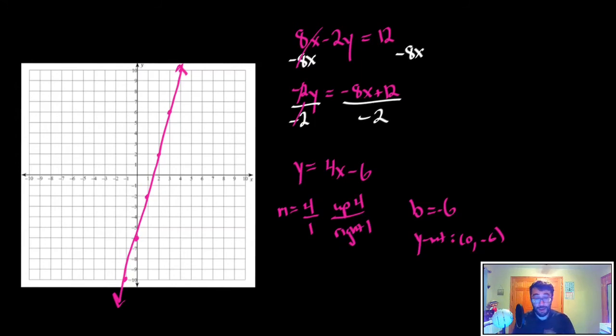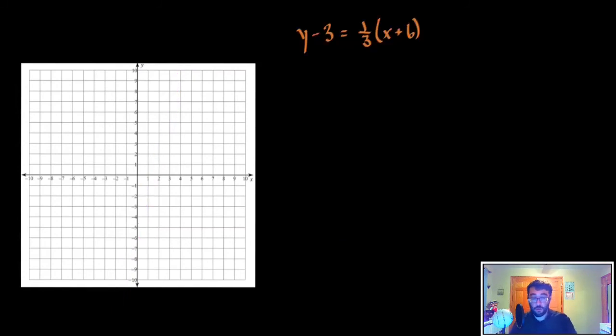It can be really in any form. Let's go ahead and take a look at an example where it's actually already in point-slope form and we can get it in slope-intercept form. All right, so this is an equation in point-slope form. We have y minus 3 is equal to 1/3 times the quantity of x plus 6. So we want to isolate y. We want to get this in slope-intercept form.